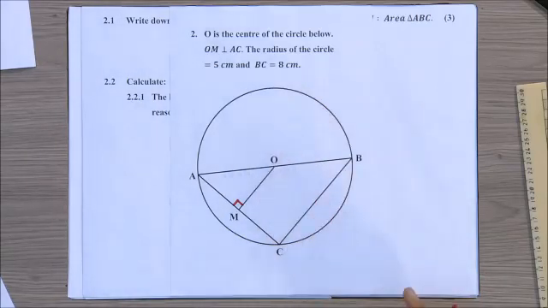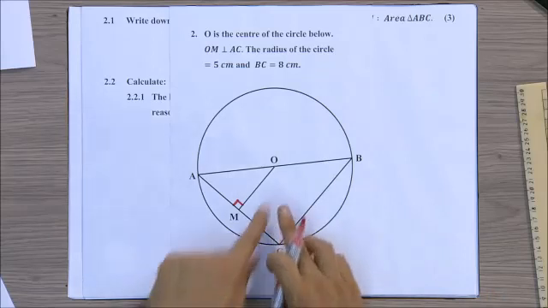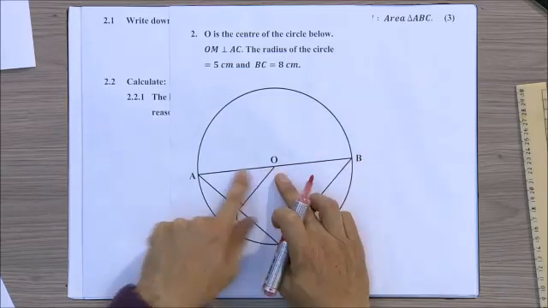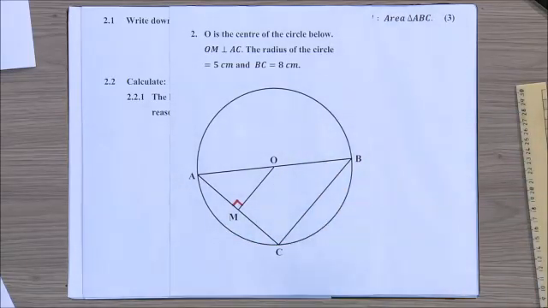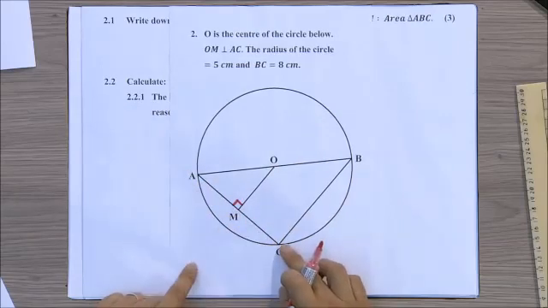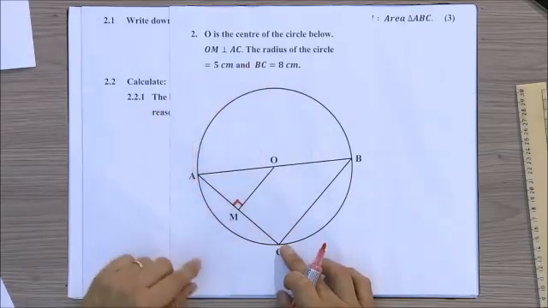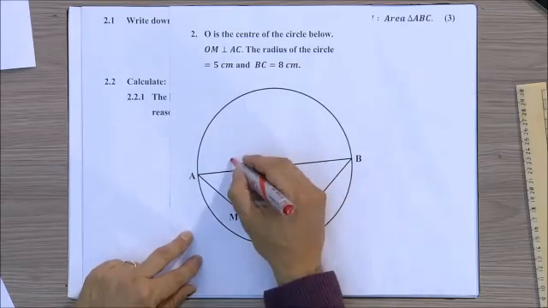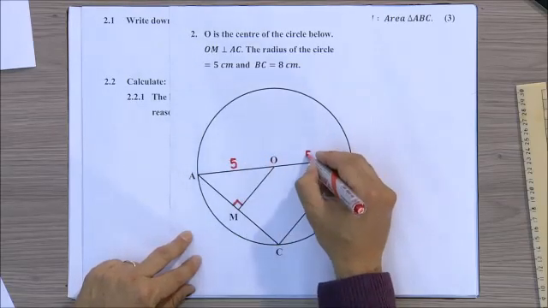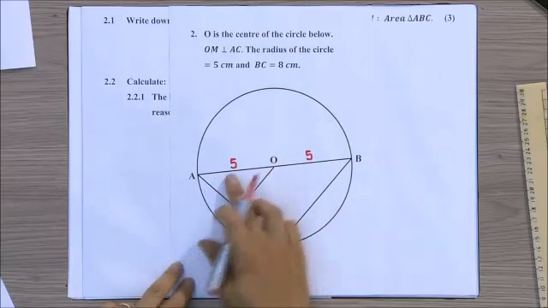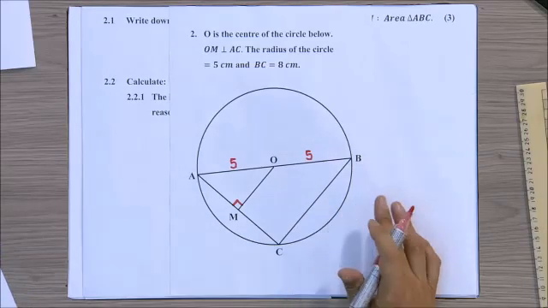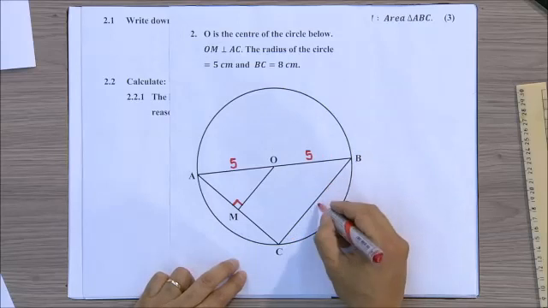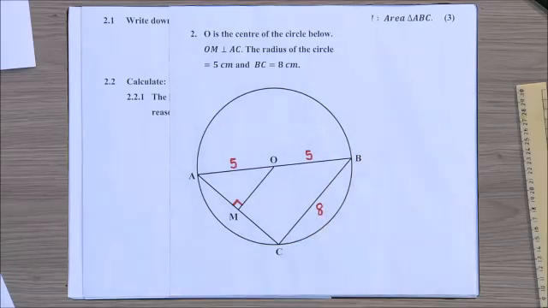The radius of the circle is 5 centimeters. Now, we know what the radius is, right? It's a line from the center of a circle to any point on the circumference. Remember, OM is not the radius, because OM is not on the circumference. So if they say the radius of the circle is 5 centimeters, that says that is 5 and that is 5. Also what they say is that BC, which is at the bottom, is equal to 8 centimeters.